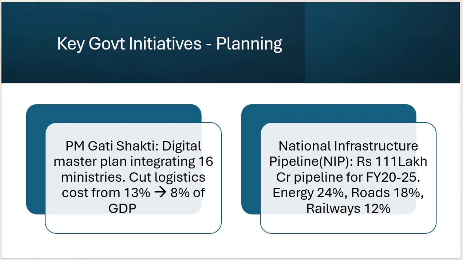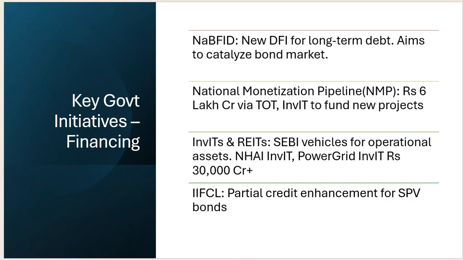Then the National Infrastructure Pipeline was developed, a 111 lakh crore pipeline for 2020 to 25, with energy at 20%, road at 80%, and railway at 12%. It is a huge investment happening in this domain. So let's move on to the next slide, guys, where we discuss the key government initiatives in financing. What are the key initiatives taken in the financing sector?